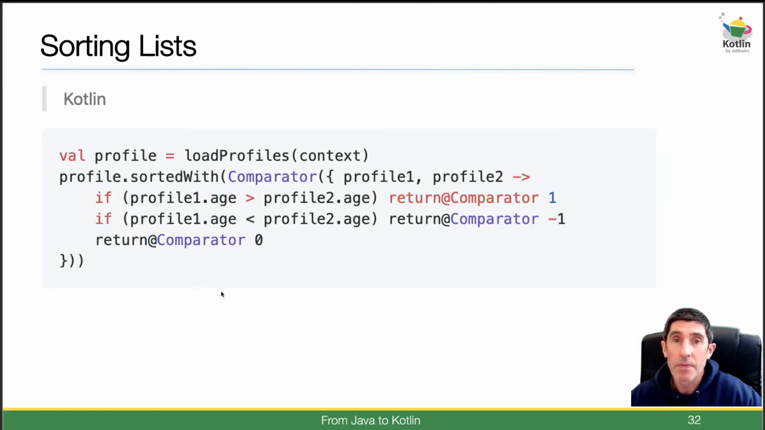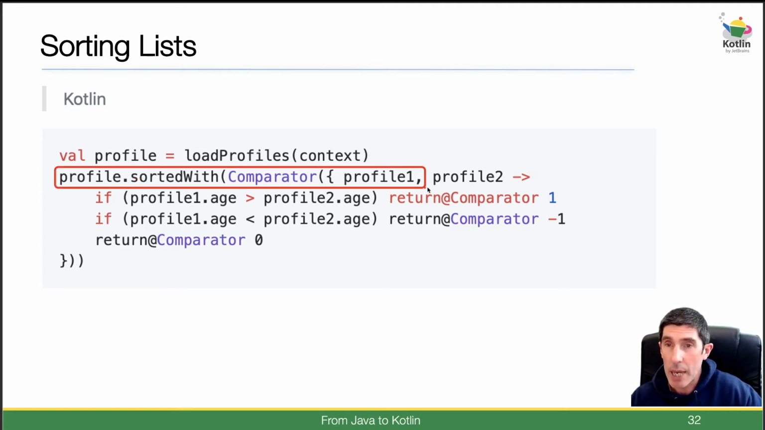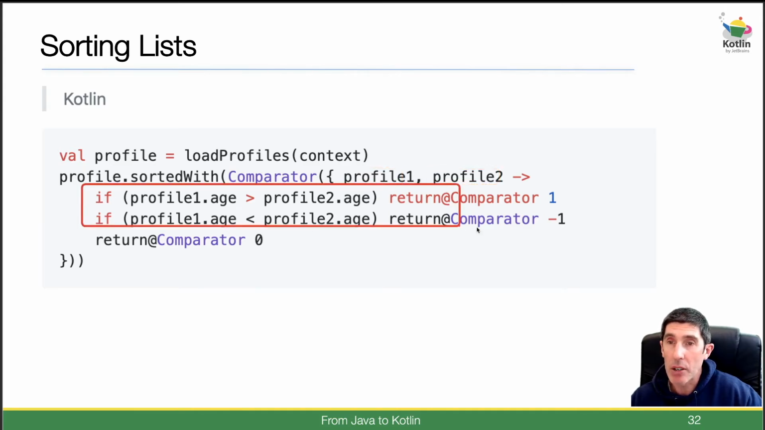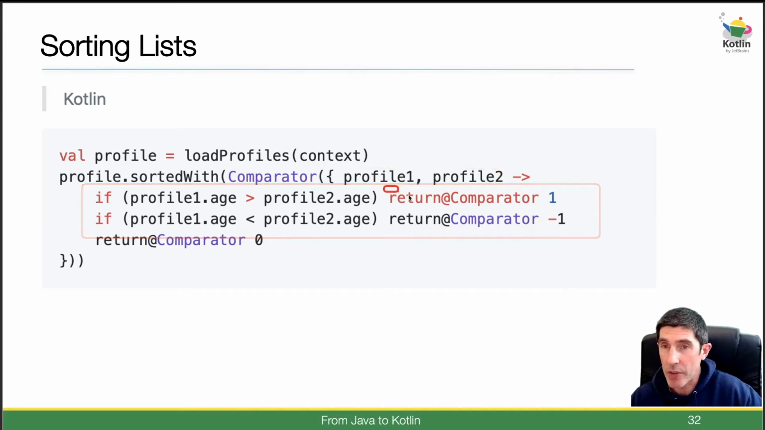In Kotlin, a little bit shorter, but having to do the same kind of stuff. So here we are, .sortedWith, the same Comparator class we have to use, but again it's a higher order function, so we're just passing in profile 1, profile 2, and then making the comparisons like so. And because it's an inner class that we're working with, we just have to explicitly say return@Comparator, that we're returning from that particular class.